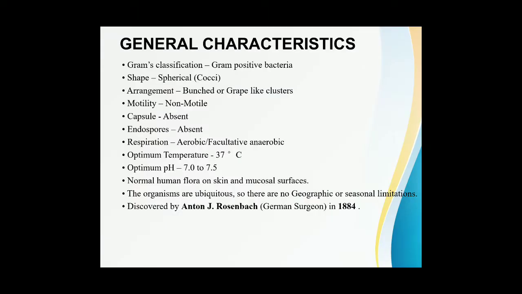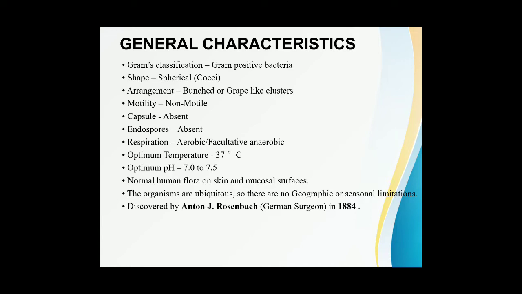First, we are going to see about general characters of Staph aureus. It is a gram-positive bacteria. Shape will be spherical cocci in arrangement. Arrangement will be a bunch or grape-like clusters. It is non-motile. Capsule and endospores are absent. Respiration through aerobic or facultative anaerobe. Optimum temperature will be 37 degrees Celsius. Optimum pH will be 7.2 to 7.5.